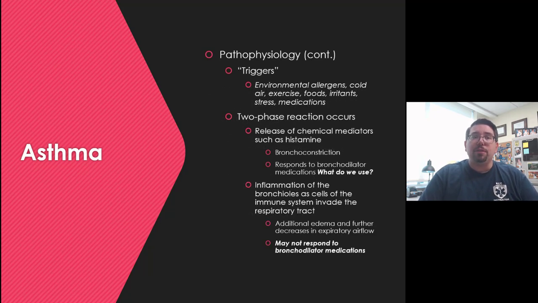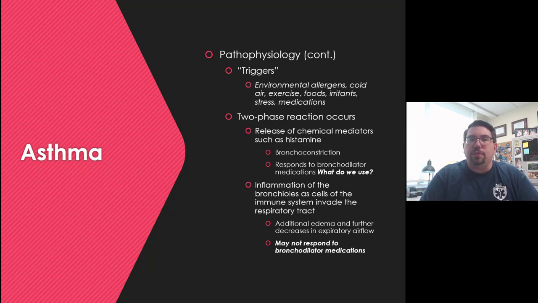Now, these pathophysiologies are oftentimes triggered by a set event. We refer to them as triggers. These are environmental allergens, cold air, exercise, food, irritants, stress, and even certain medications, like beta blockers, more so in adults. Now, there is a two-phase reaction that happens during an asthma attack.